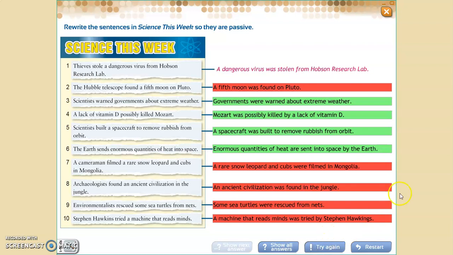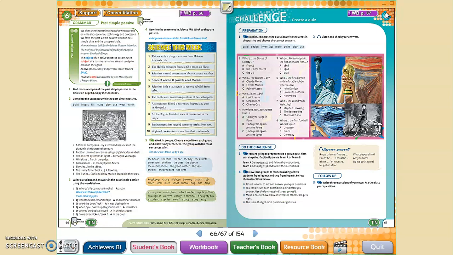Check. Okay, so I think less than 50%. A fifth moon was found on Pluto. Okay, that's incorrect. So now let's click show the answers, and it's pretty much okay. By whom, right? It was missing by whom? By the Hubble telescope, etc. Okay, so it's important to write the author or the doer of the action.